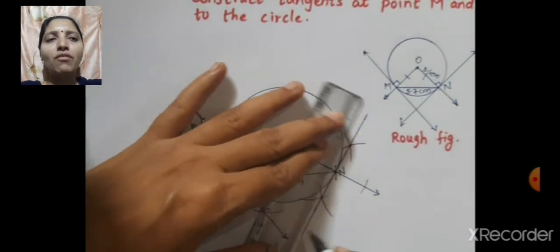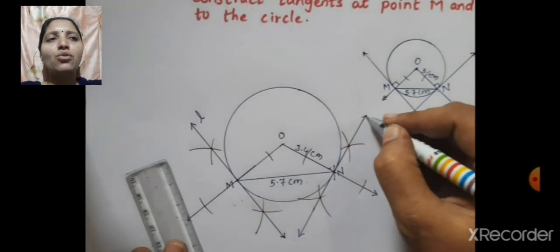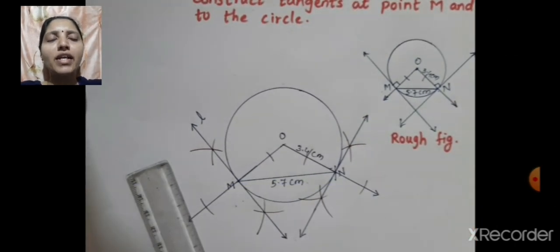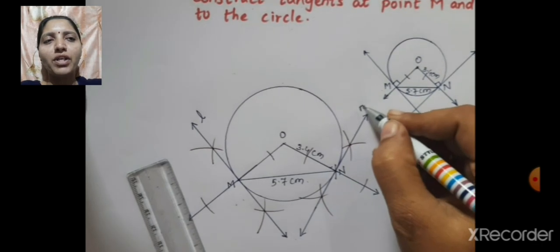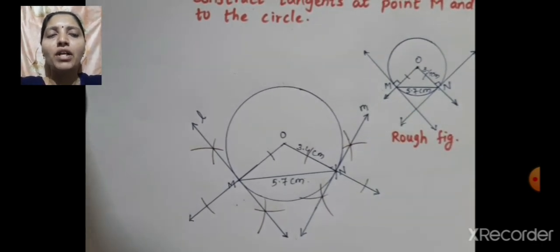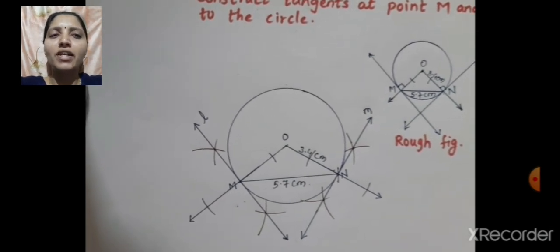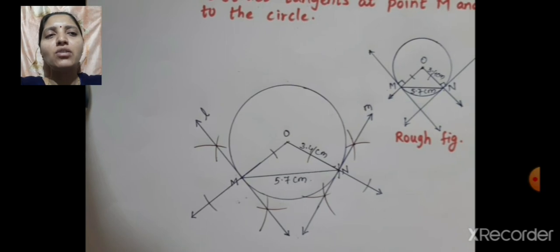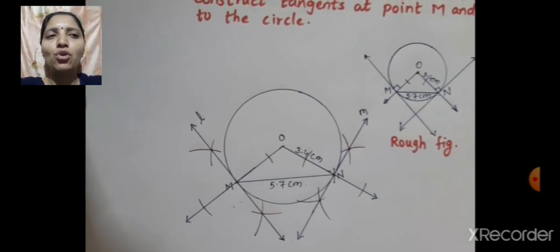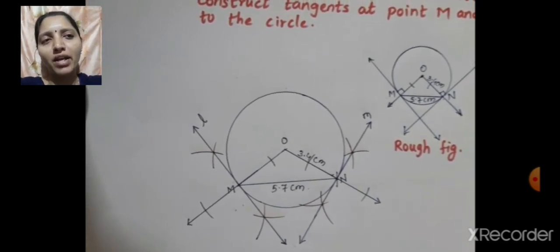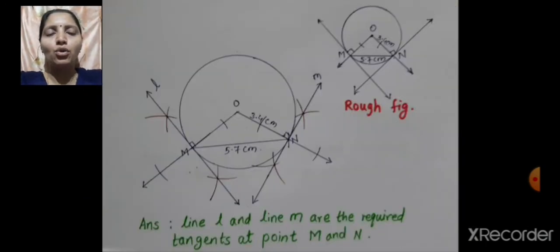Now in the rough figure you can see that these two tangents are intersecting at one point, and here it is not intersecting, but if you extend these two lines you can easily see that they intersect at one point. So there is no need to extend it, we only have to draw the tangents at points M and N. I hope you all have understood this construction. The answer you have to write is: line L and line M are the required tangents at points M and N.